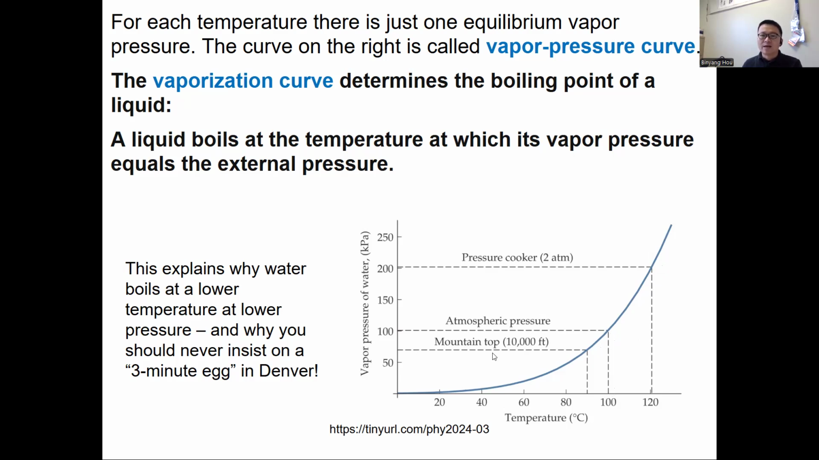Now, if you go to higher elevations, your atmospheric pressure drops, so then you'll have to cook longer. So for example, if you go to Denver, which is a mile above sea level, then the 3 minute egg cooking rule will not apply. You have to cook longer in Denver.